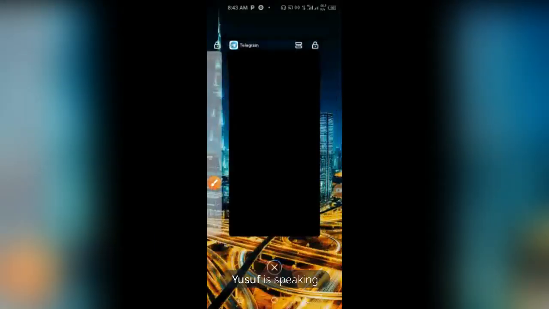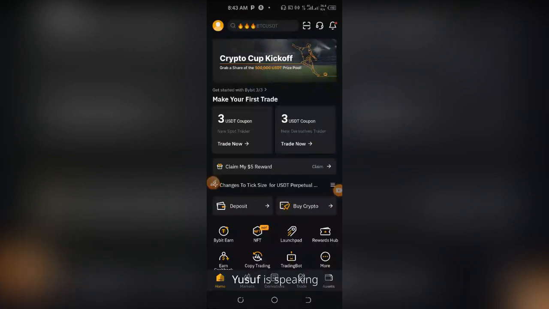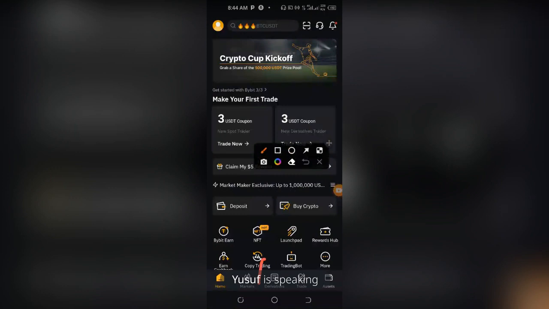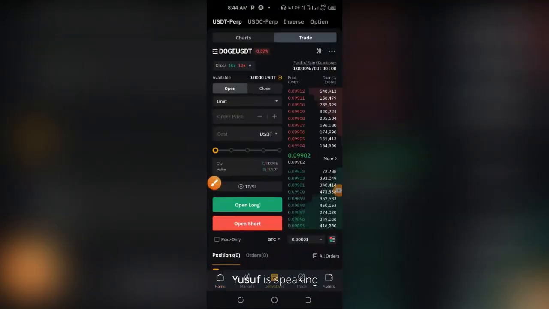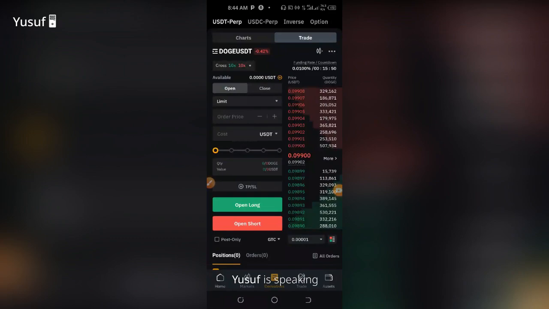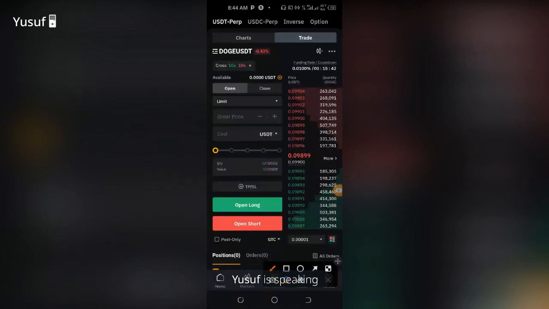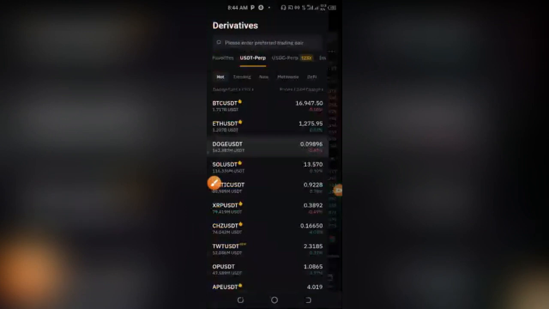Then I'll just minimize and come down to my Bybit. I'll click on derivative. So when I click on derivative, this is where we are going. I can first go and check the name of that coin. They said CTSI. I'll come here to change. I'll click this like this.